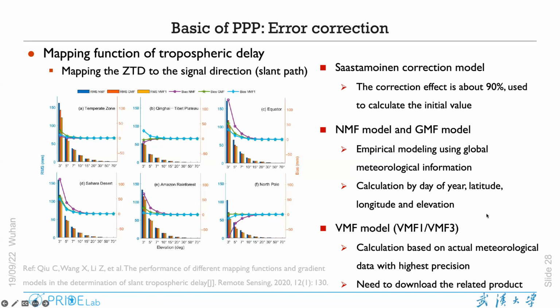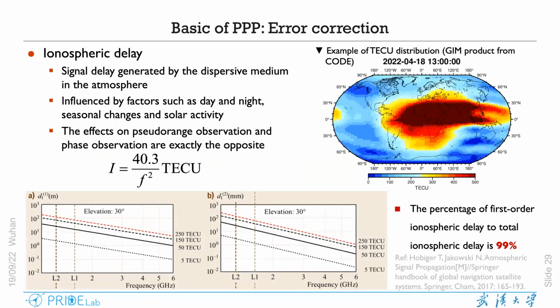Nowadays, we have the Vienna mapping function 1, which is more precise than the traditional NMF mapping function and the global mapping function. This is always used by the International Terrestrial Reference Frame maintenance, and they can provide more precise vertical components of the positions of the tracking stations.